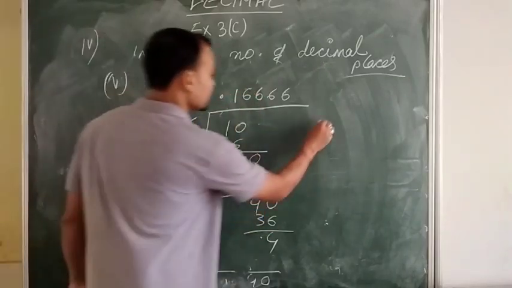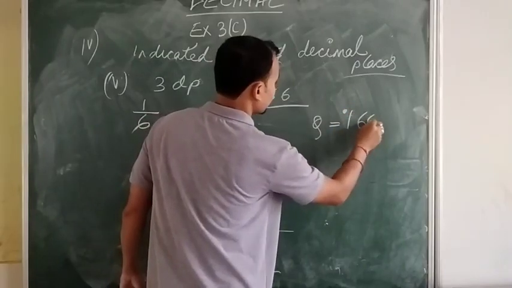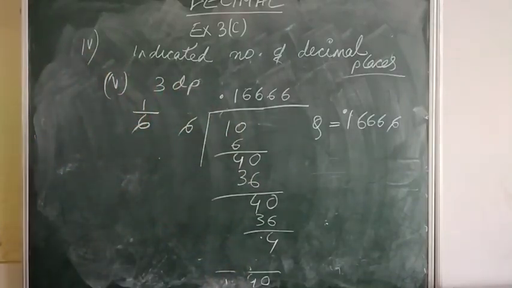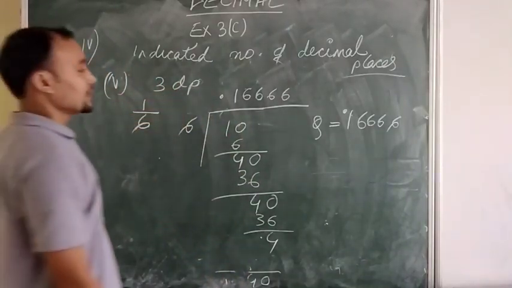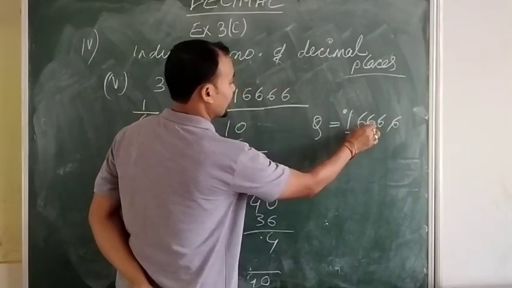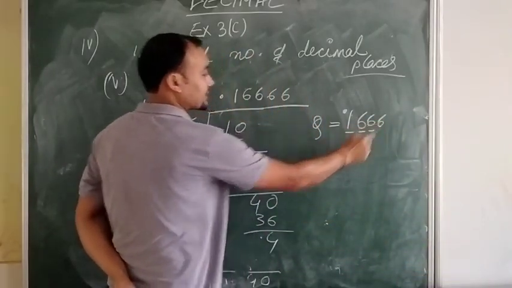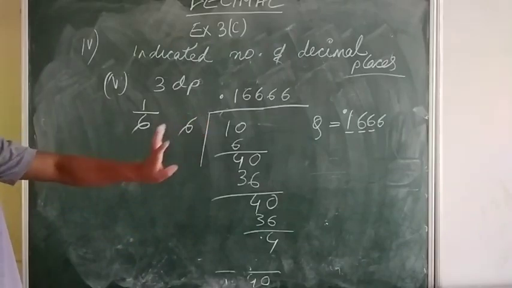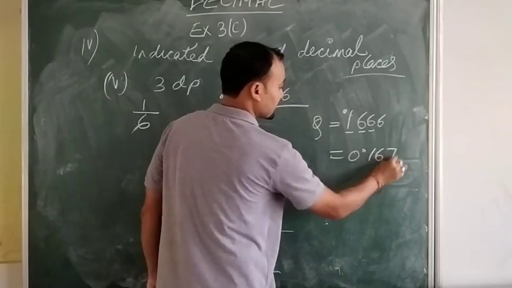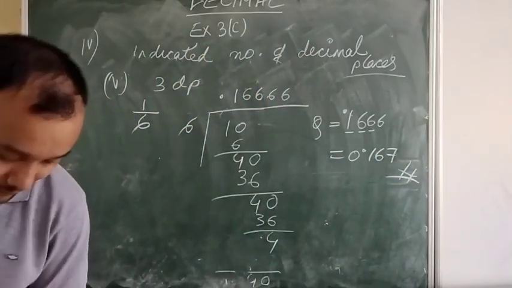It is making our answer 0.1666. I'll use only 4 sixes because we need 3 decimal places. Now see, 1, 2, 3. I need to stop here. So check the following number. The following number is more than 5, so 1 is going to be added to 6, making it 0.167. Fine. Okay, well and good.